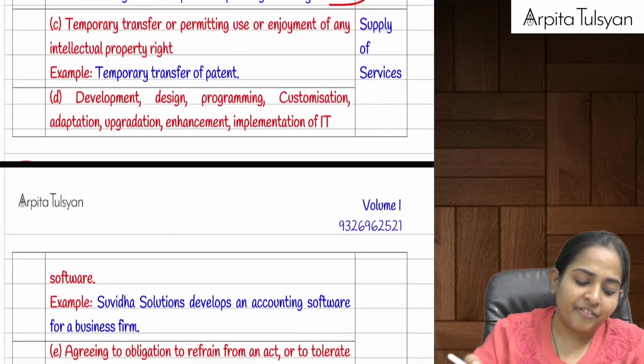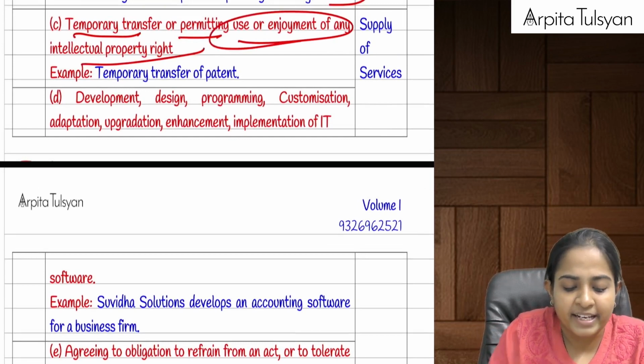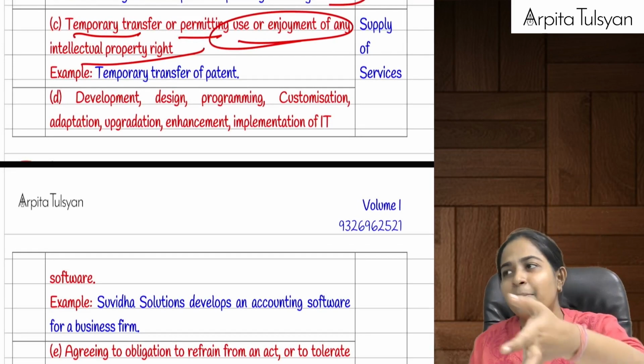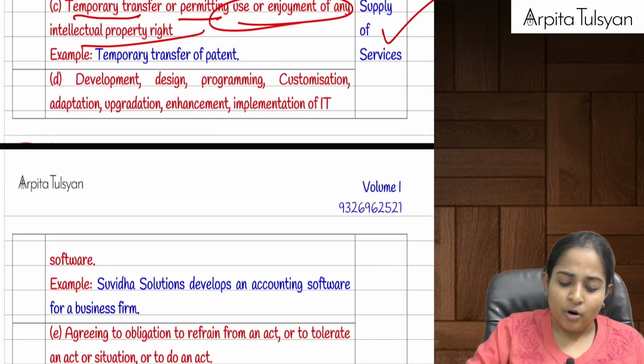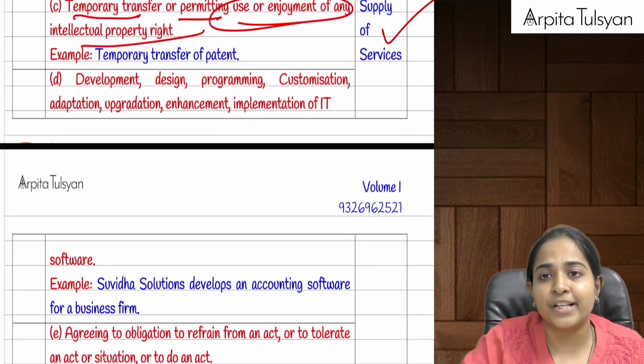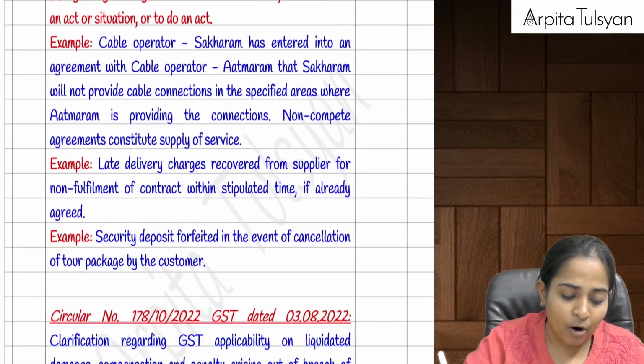Then after that, next one: temporary transfer or permitting use or enjoyment of any intellectual property. I have given my patent to someone else to use it. It is supply of service. Then any particular person is developing some software, etc. for me. Again, it is supply of service.